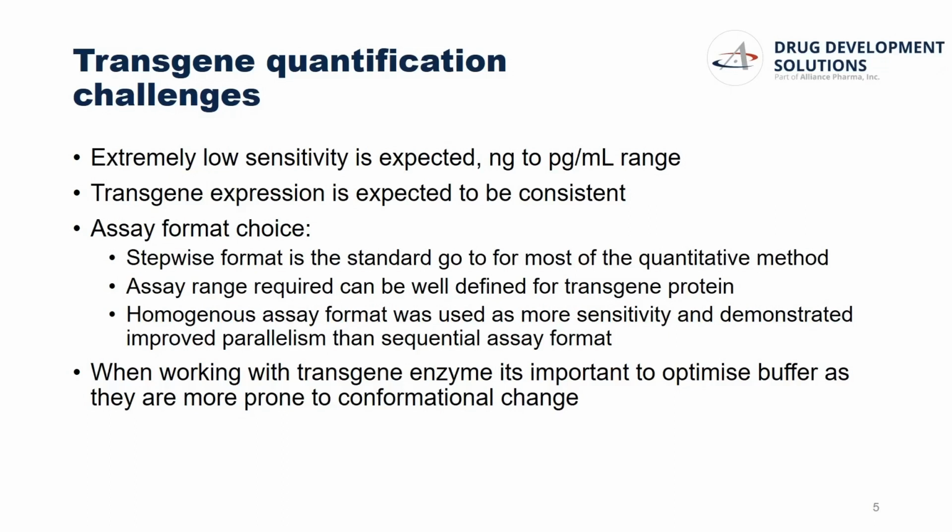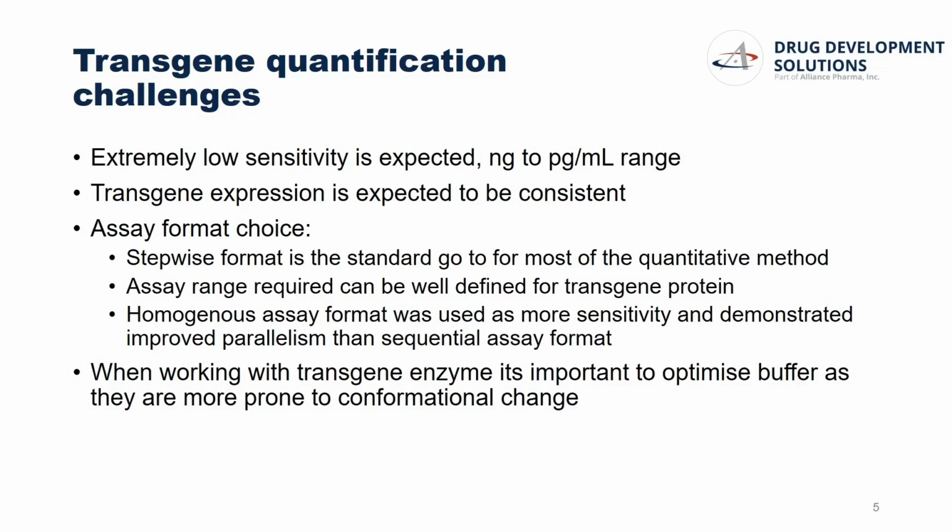In most traditional PK assays, a stepwise format is mainly preferred, mainly because you want to avoid hook effect. However, in cases of transgene product where the assay range is not large, a homogeneous assay format could be accepted, and homogeneous formats are well known to be able to provide the best selectivity and the most sensitivity. And in some of the cases that I will describe later, it's also been demonstrated to provide the best parallelism compared to a stepwise format.